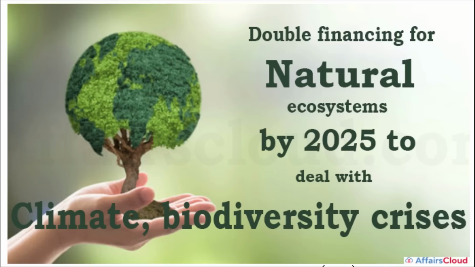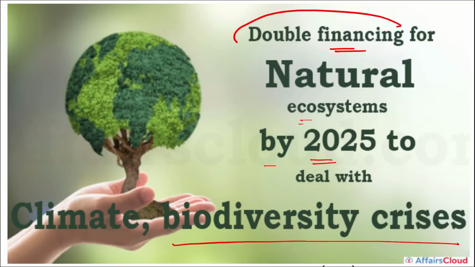Moving on. Next is double financing for natural ecosystem by 2025 to deal with the climate biodiversity crisis. As the name suggests, double financing, that means the amount of money that we are spending on our ecosystem, on our environment right now should be doubled by 2025 to deal with the climate biodiversity crisis. This data was released by United Nations Environment Program, the headquarter of which is in Nairobi, Kenya.